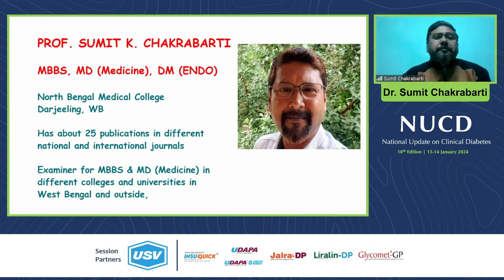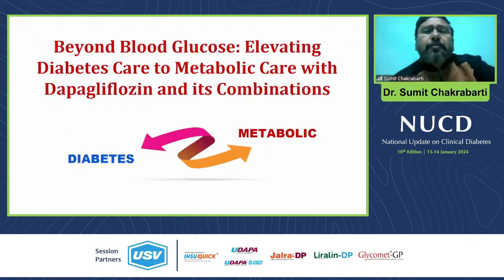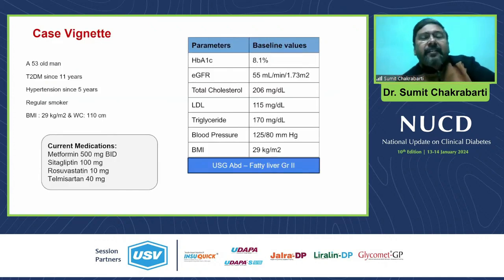Today we shall be discussing beyond glucose control, elevating diabetes care from a glucocentric approach to a metabolic approach with dapagliflozin and its combinations. We start with a case vignette: a 53-year-old man who has had diabetes for more than a decade, hypertensive, smoker, as well as having obesity. A1C is 8, eGFR 55 amounting to CKD stage 3, having dyslipidemia and BMI more than 29, and USG abdomen showing fatty liver grade 2. His present medications include metformin, sitagliptin, rosuvastatin, and telmisartan.